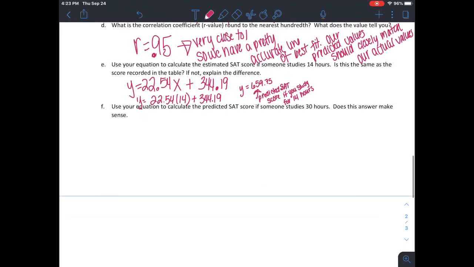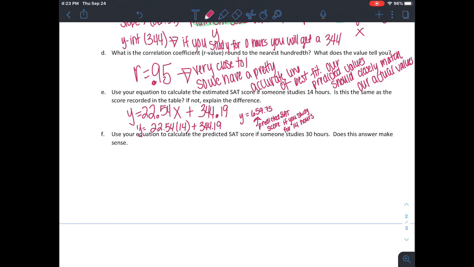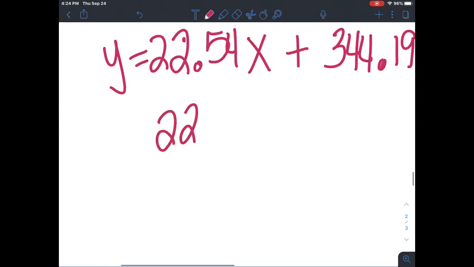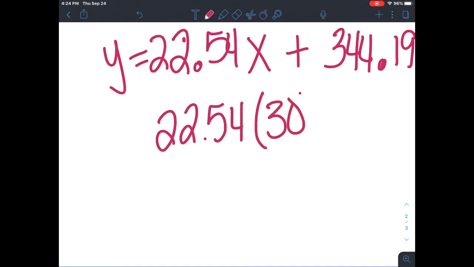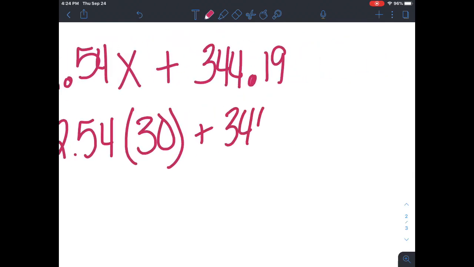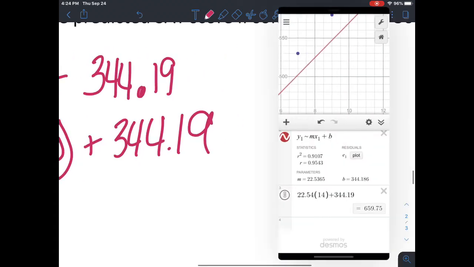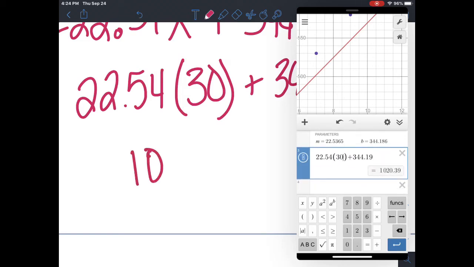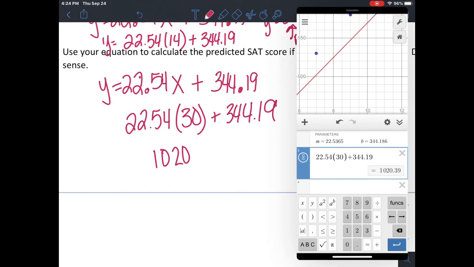Okay, so last little part before we're done, use the equation. So we'll paste that right back in. To calculate the predicted SAT score if someone studied for 30 hours. Does this answer make sense? So we are going to plug in 30: 22.54 times 30 plus 344.19. So actually, let me just erase that 14. We'll plug in 30, and we have a 1,020, and I'm just going to round off to the nearest whole number.